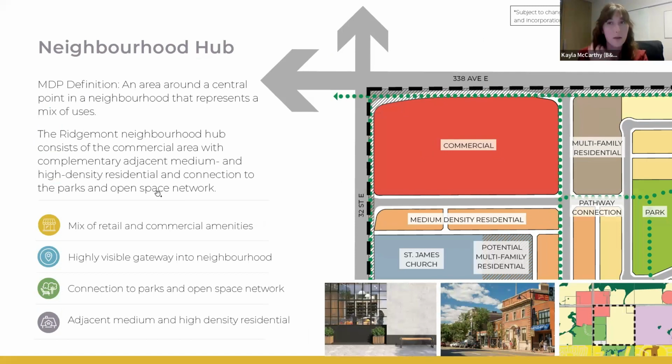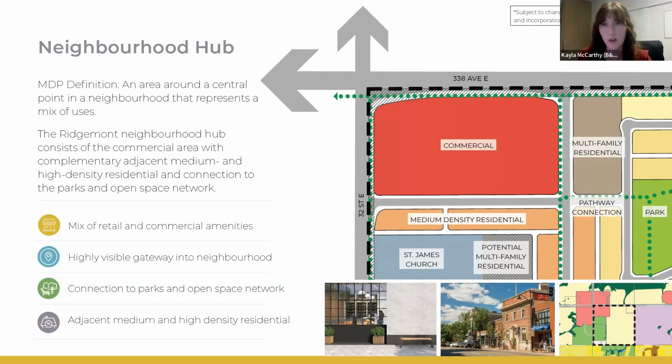I'll start off with the neighborhood hub. There's an approximately 10-acre commercial area located in the northwest corner of the community. This commercial area will form the main part of the neighborhood hub. A neighborhood hub is defined as an area of concentrated activity and services. It's intended to include a mix of uses and allow most residents access to their daily needs within walking distance.